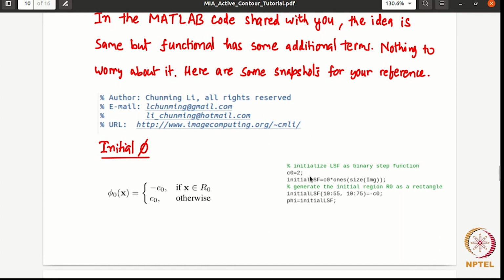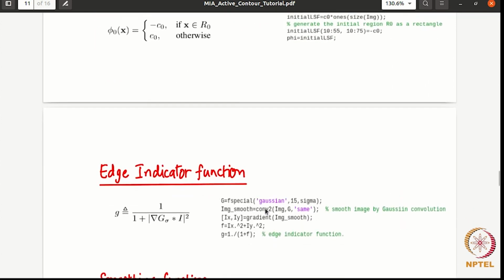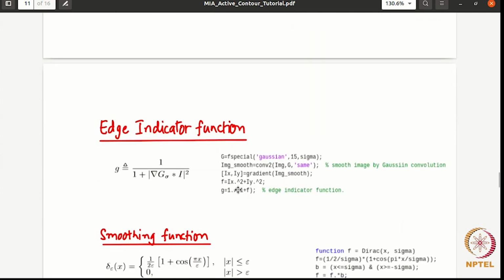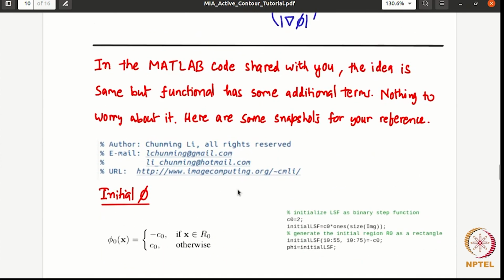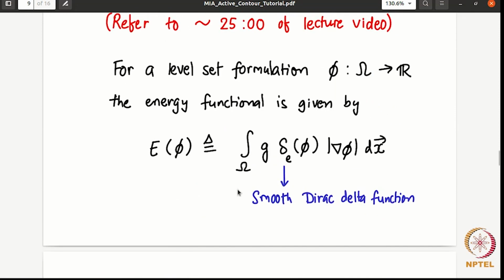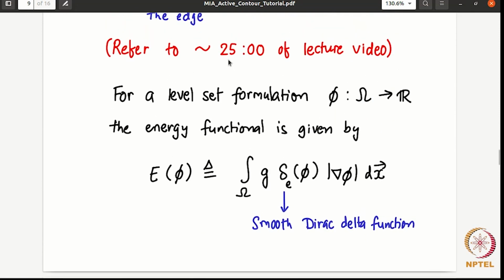So its value is either -2 or +2. Then the edge indicator that we have seen, they have also used the same edge indicator. So this is how we write an edge indicator in MATLAB.